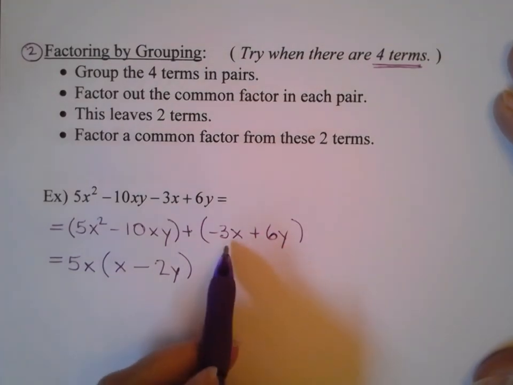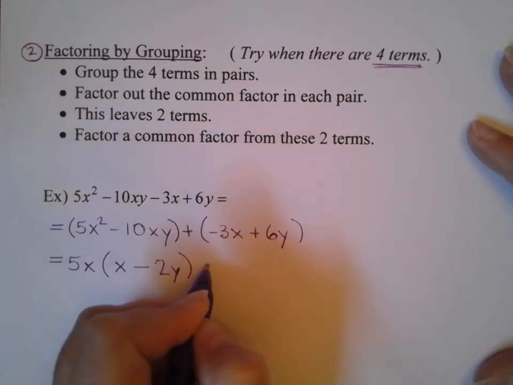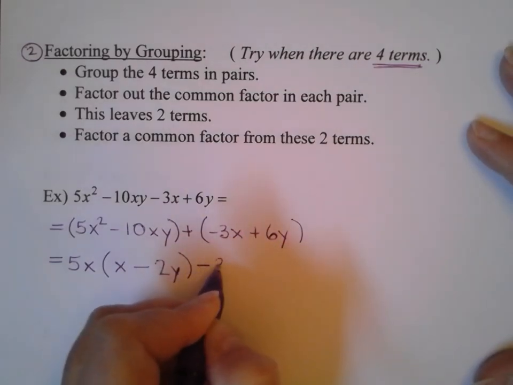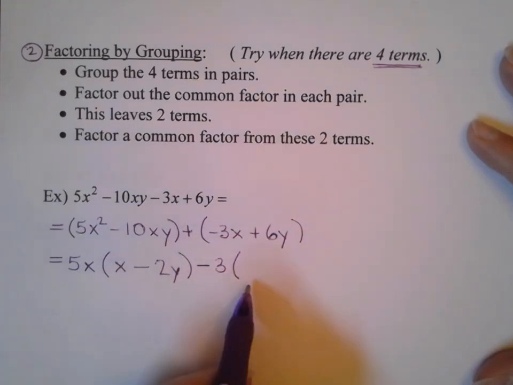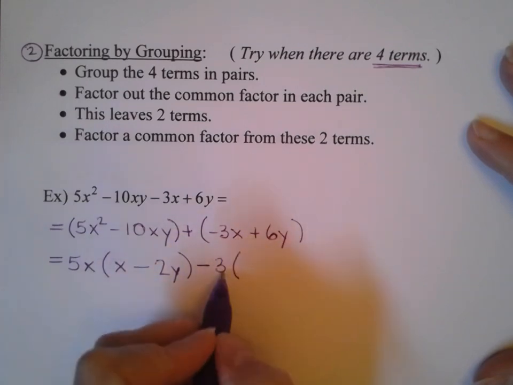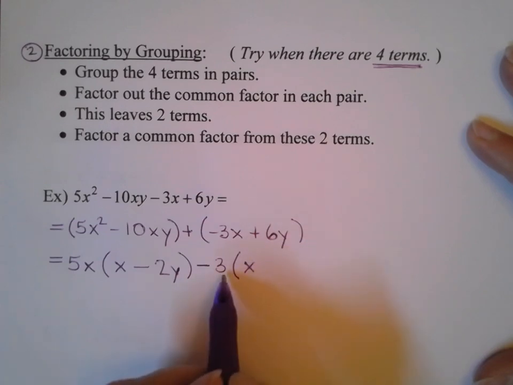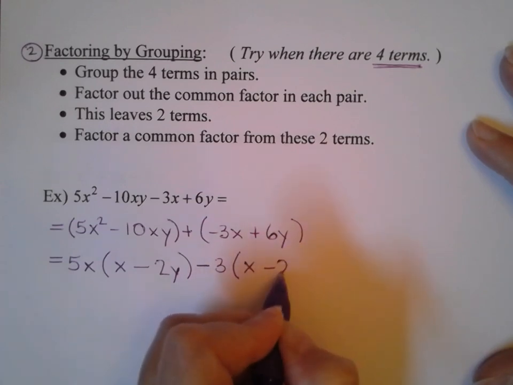Then I want to look at the greatest common factor between the second pair. 3 and 6 they have a 3 in common, and I'm going to use -3 because I would like my leftovers here in the parentheses to match. So if I use -3 and I divide, I'll have an x left over. 6y divided by -3 would be a -2y.